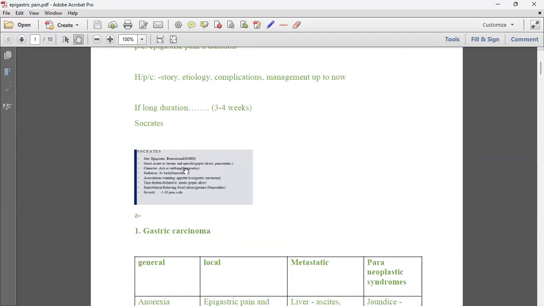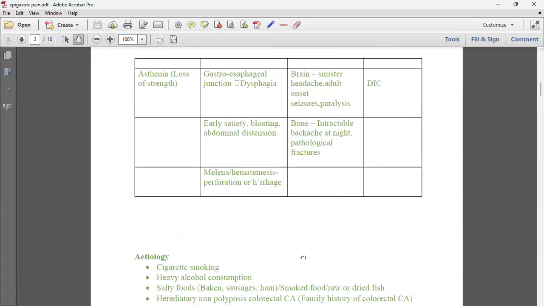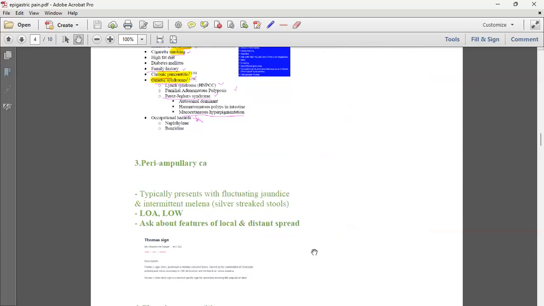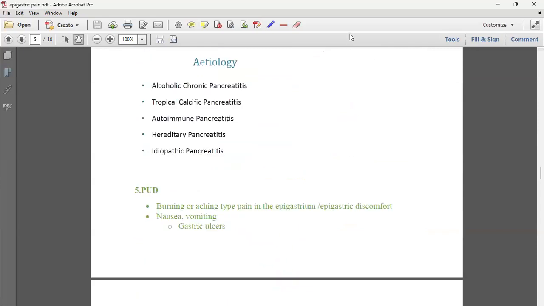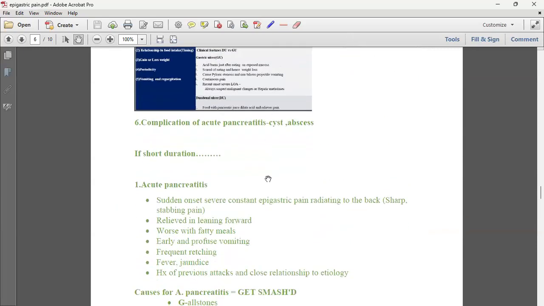Okay, so if the epigastric pain is of long duration, that is 3 to 4 weeks, you have to exclude your malignancies first, because that is important, malignancies which have a surgical management. So gastric carcinoma, pancreatic carcinoma, periampullary carcinoma. You have to exclude those, and then also think about chronic pancreatitis and peptic ulcer disease.